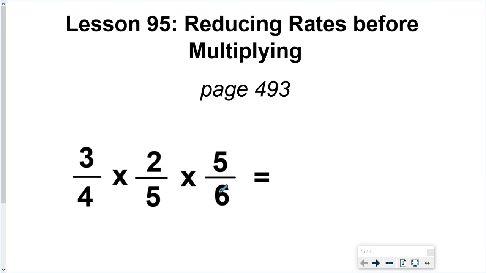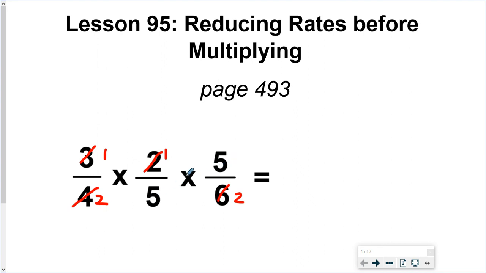I can reduce the 3 and the 6 because I can divide both of those numbers by 3. So 3 divided by 3 is 1, and 6 divided by 3 is 2. I'm going to keep doing that with some other numbers. I've got a 2 and a 4. I can divide both of those numbers by 2. So this 2 becomes a 1 because 2 divided by 2 is 1, and then 4 divided by 2 is 2.